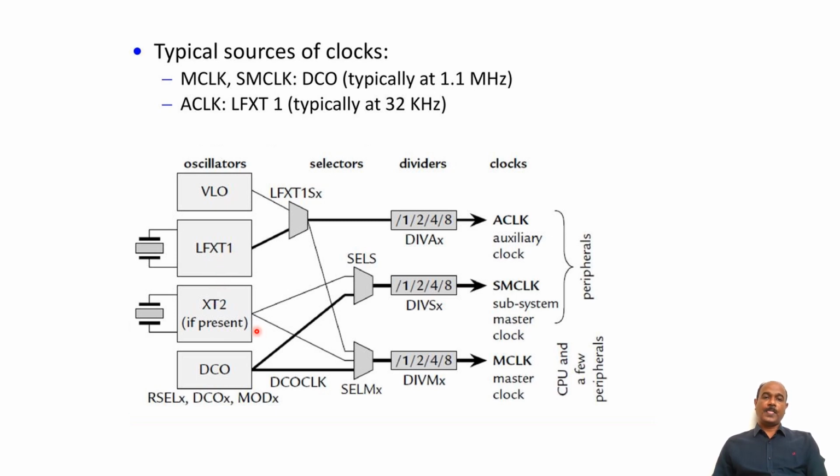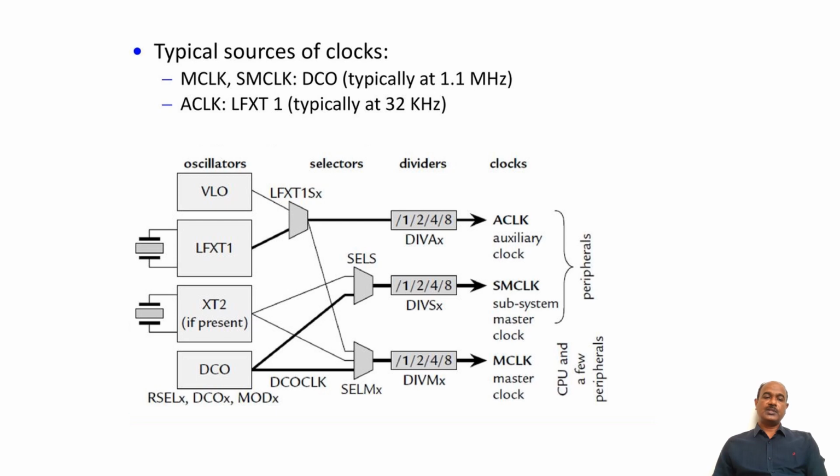Now, how will these clocks be generated? We have different oscillators here, as you can see. To generate this ACLK clock, either we can use this very low frequency oscillator or we can use the low frequency crystal oscillator. So this ACLK can be generated by making use of this very low frequency oscillator, or it can be generated by using LFXT1, that is, the low frequency crystal oscillator.